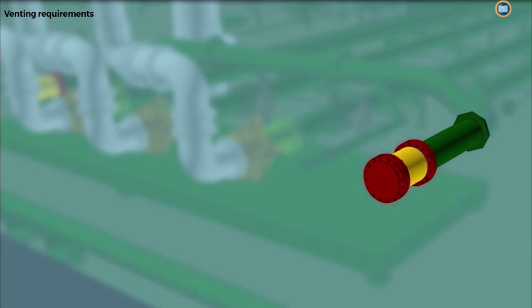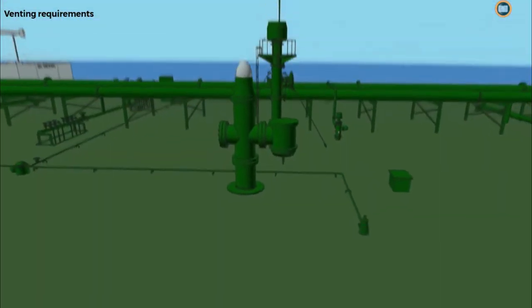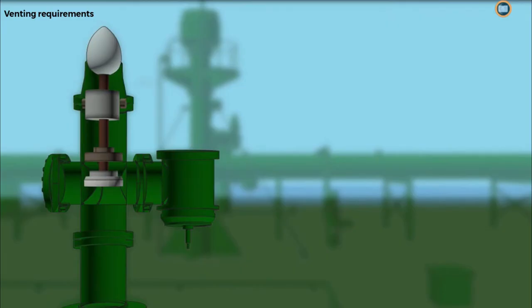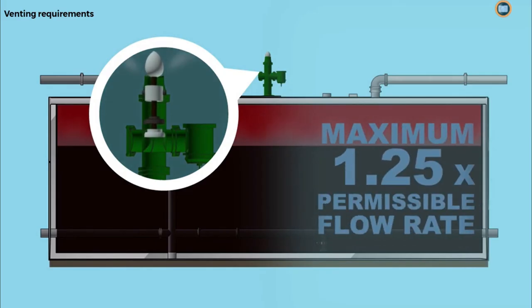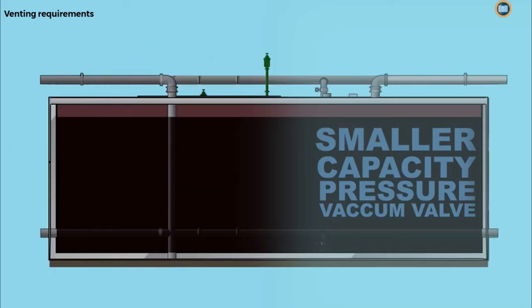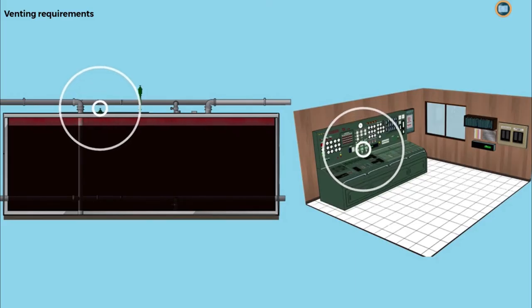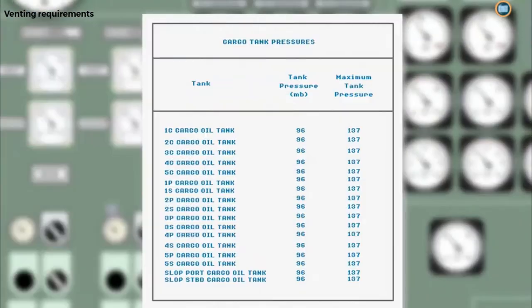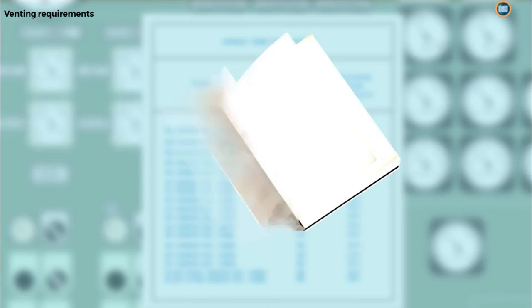Some crude oil tankers are fitted with vapor emission control manifolds. Where mast riser venting is used as the primary venting system during loading, a full flow pressure vacuum valve needs to be fitted as a secondary means, which must be able to vent cargo vapor volumes at a rate of 1.25 times the maximum permissible flow rate in the cargo tank. However, a smaller capacity pressure vacuum valve may be fitted, though this will only be designed to cope with small changes in the volume of cargo vapor or inert gas due to thermal variation. In this case, each tank must be fitted with pressure sensors, allowing the pressure to be monitored from the cargo control room. The approved VOC management plan will fully describe the arrangements on board.